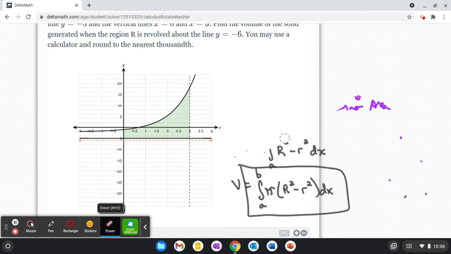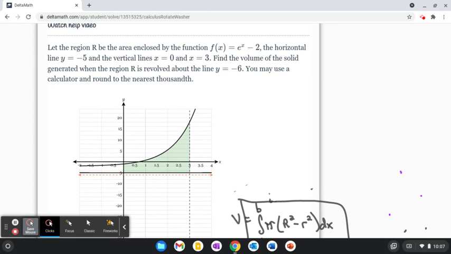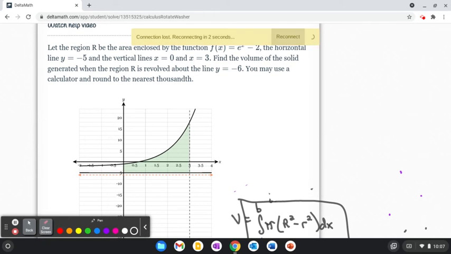All right, so we've got a function. Let's go ahead and just label on here what this stuff is. We've got a function e to the x minus 2. All right, so this is our function e to the x minus 2. And then it says that we're enclosed here by x equals 0, so that's here. So we've got a boundary here, and x equals 3, so we're bound there.